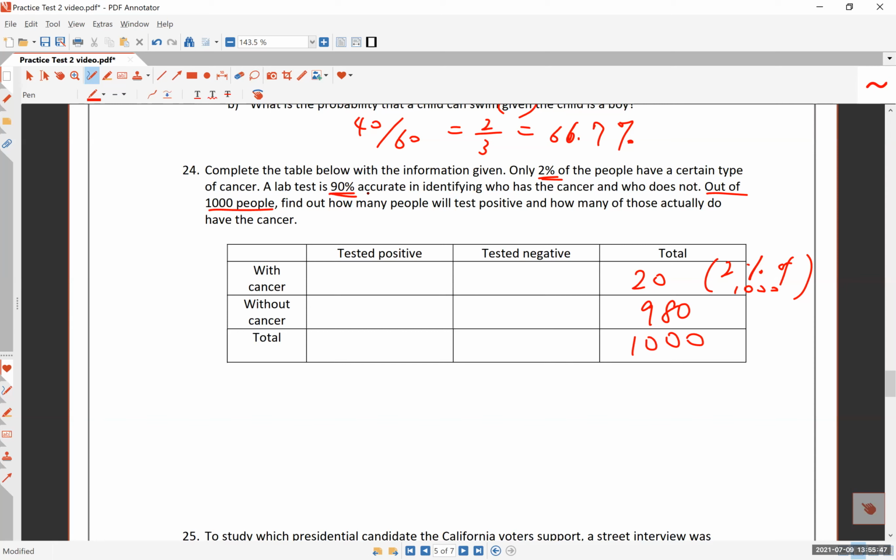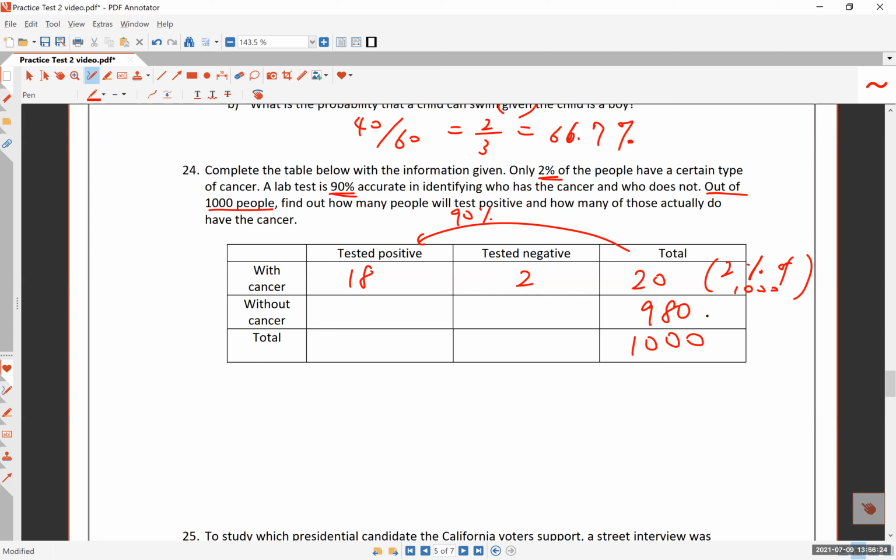Now the lab test is 90% accurate on who has the cancer and who does not. So 90% of these 20 people, which is 18 people, will test positive correctly, and that means 2 unfortunate people will test negative, even though they actually do have the cancer. That's called a false negative. These people think they're fine because the test came out negative, but they indeed have the cancer. That's scary. We want to eliminate this number. That's very important in the medical field.